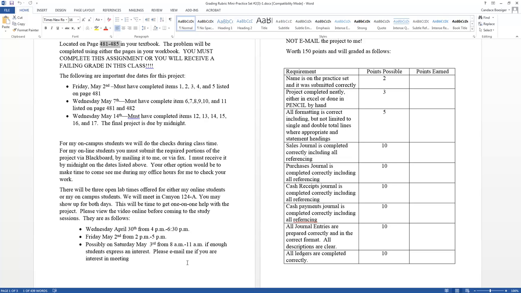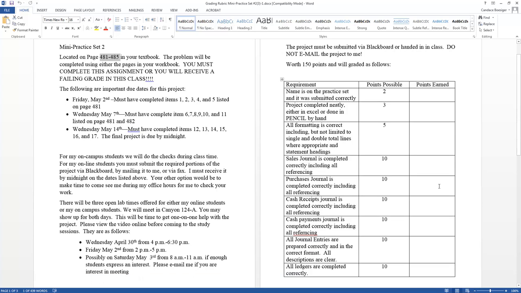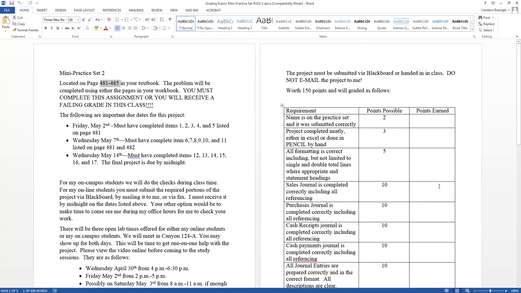I only live just a couple blocks from here, but again, if you don't email me, I will not be here. But if you email me, I'd be more than happy to come and show up. And then here are all the points possible. Okay, now let's look and see what they have given you and what is available for you.